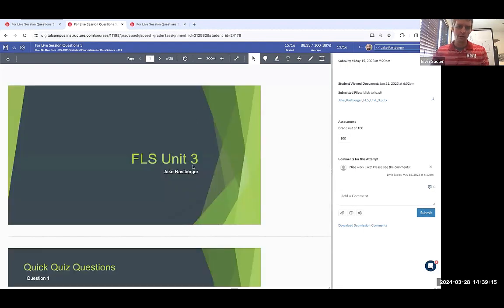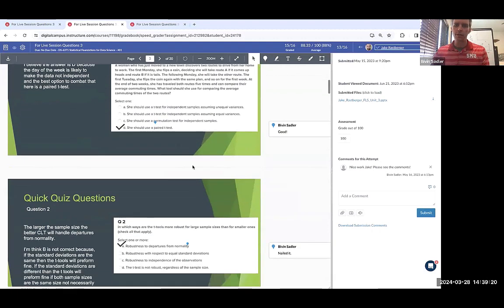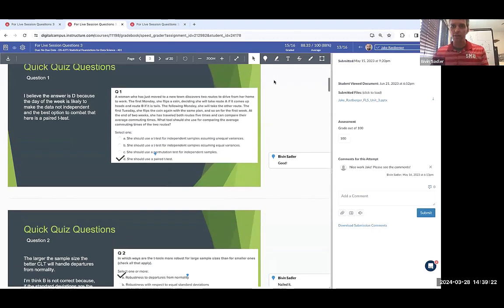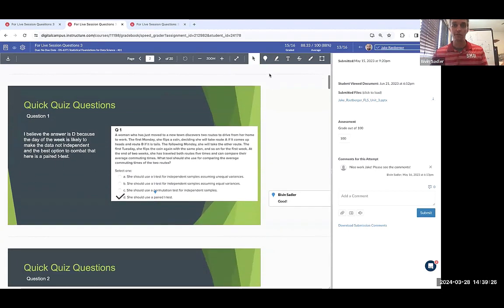So here, this was Jake's amazing student. But what I really want to show you, we've got this. If you've used the speed grader, highly recommend it. But if you have, this is very familiar. If you haven't, you can add comments right on top of it.